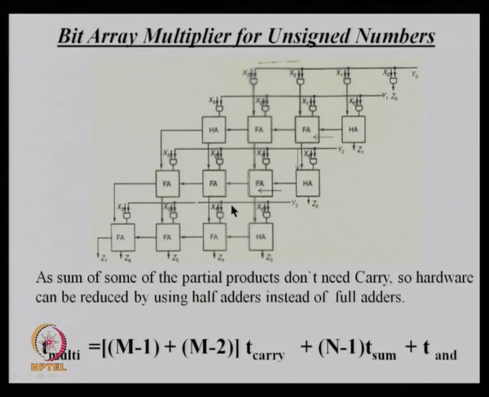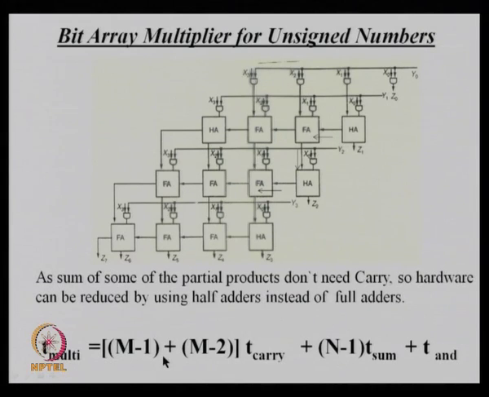So, you do not need to know this. You have only n minus 1 operation. Since x and y are created simultaneously, you have only one AND gate delay. And then you have a carry path. This is what I was trying to show you, a carry path.